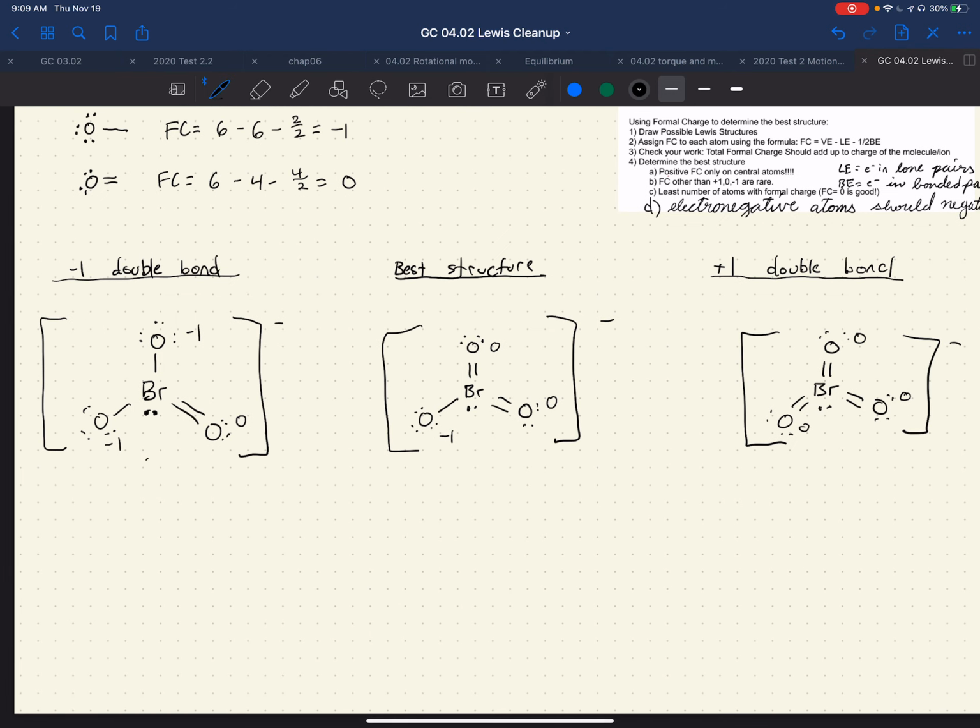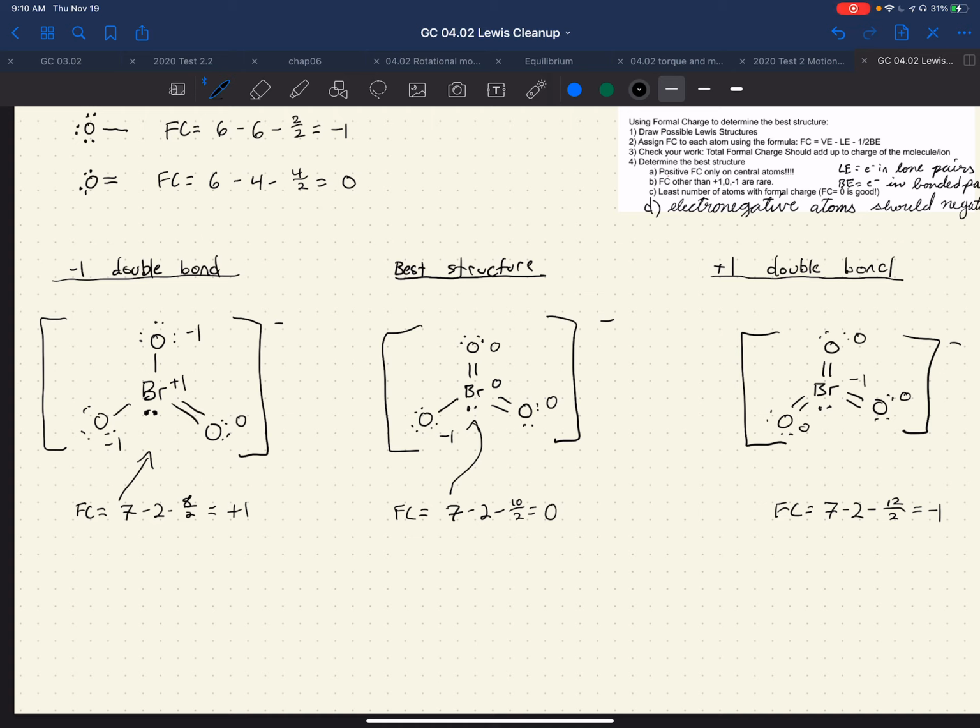So now we have to go through and do all of the central atoms, all of the bromines. Okay, so the formal charge in this one: bromine has 7 valence electrons, minus 2 electrons in lone pairs, minus 2, 4, 6, 8 electrons in bonded pairs. 8 over 2 is 4, minus 2 more is minus 6, so 7 minus 6 is plus 1. So that bromine has a charge of plus 1. This one, the formal charge is 7 minus 2, and then we have 2, 4, 6, 8, 10 electrons in bonded pairs, and that's going to give me a formal charge of 0. And then this one, 7 minus 2 minus 12 over 2 this time, and that gives me a charge of -1. Okay?